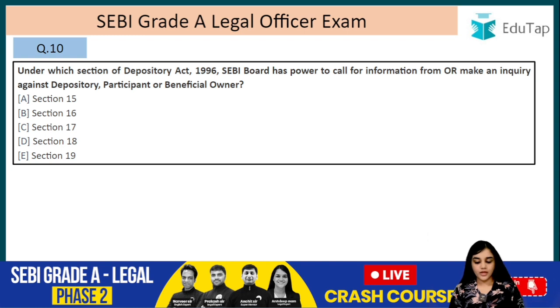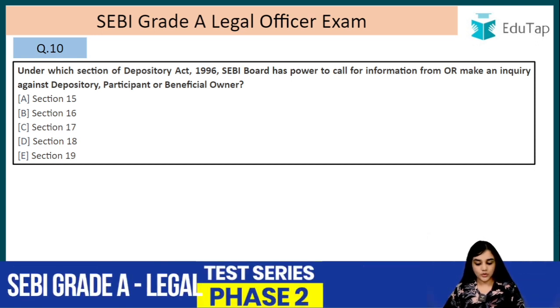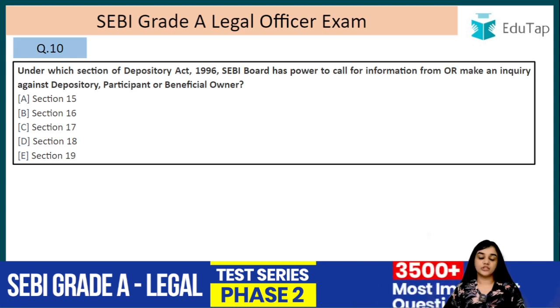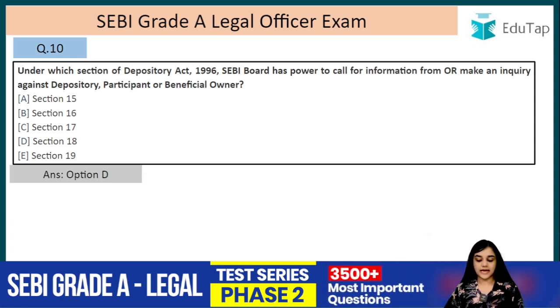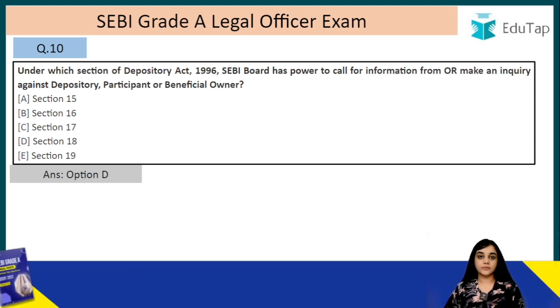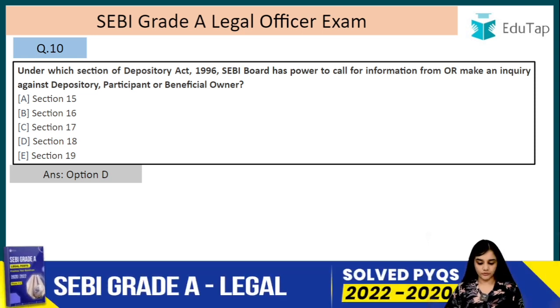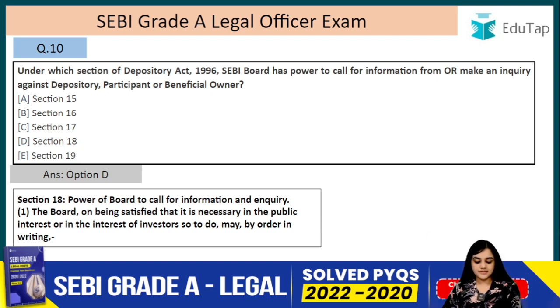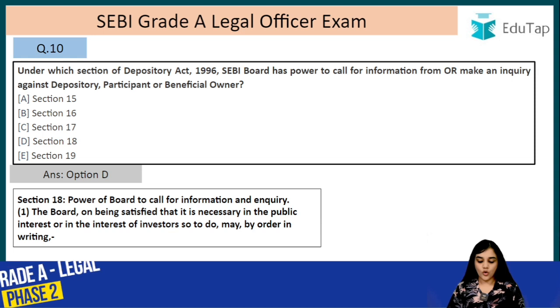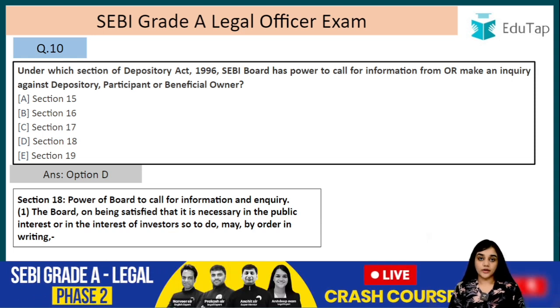Question number 10. Under which section of the Depository Act 1996 does the SEBI board have power to call for information for, or make an inquiry against, the depository participant or the beneficial owner? So the answer to this question is D, that is section number 18, right? This section number 18 is important from your examination point of view. The board, on being satisfied that it is necessary in the public interest or in the interest of the investors so to do, may by order in writing. So the board is going to make an order in writing if it thinks that it is in the interest of the investors and in the interest of the public, right?